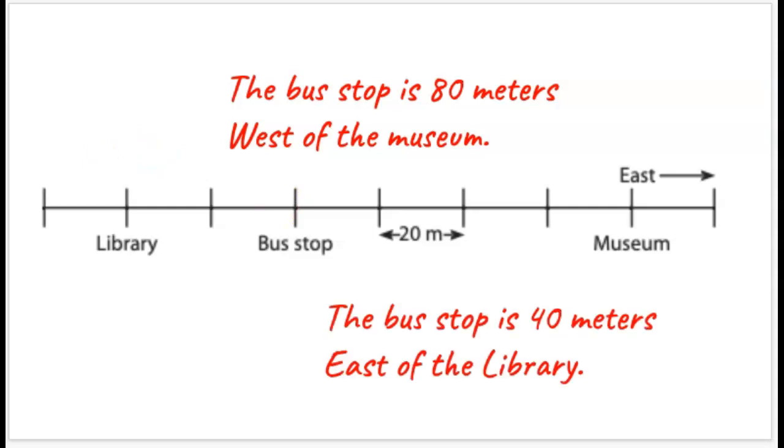Now, again, reference point. If our bus stop is the reference point, okay, then we could also say the bus stop is 40 meters east of the library, okay? So you can have multiple places, multiple reference points to help you describe motion. And even more important, when we say the bus stop is 80 meters west, we're talking about the negative direction. When we say the bus stop is 40 meters east of the library, we're talking about the positive direction.